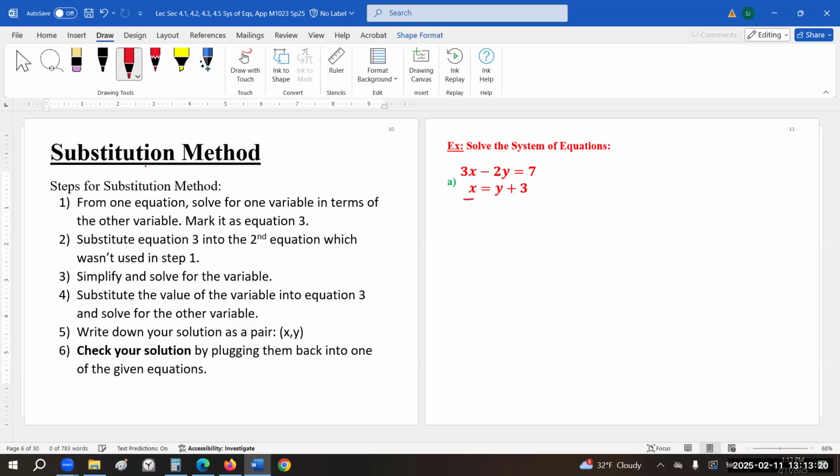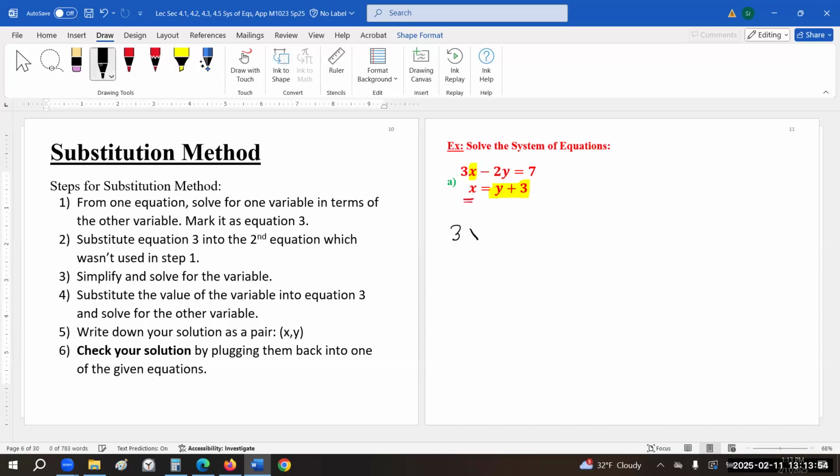So here, in this example, we have 3x minus 2y equals 7. And the second one is already solved for x. They are saying that our x is y plus 3. So whatever y is, the x value is 3 more than the y. So we are going to substitute this x with the entire y plus 3 expression, because this is what x means. It's y plus 3.